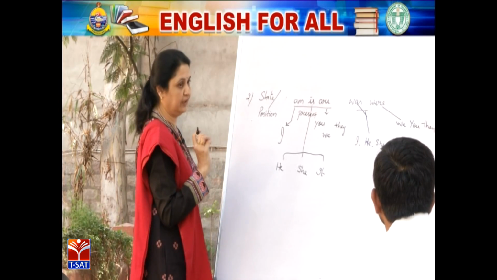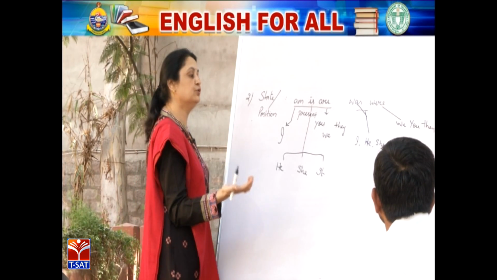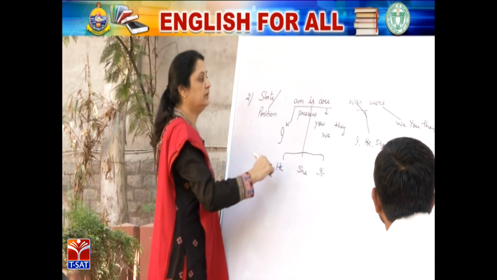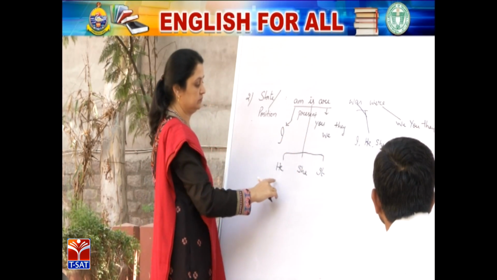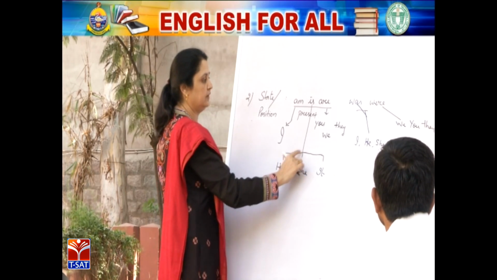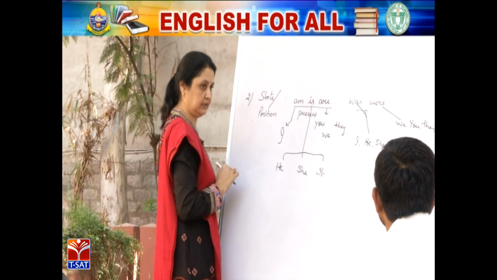Ma'am, a simple doubt. Yes. Suppose a singular name which is Ravi, which verb does it take, ma'am? Now, Ravi is a noun. What pronoun will you use for Ravi? If you want to use a pronoun for Ravi, he. Very nice. Now, in the table, where is he? Is. Right. So because Ravi is he, for Ravi we have to use is.